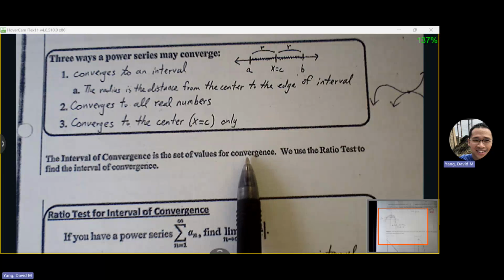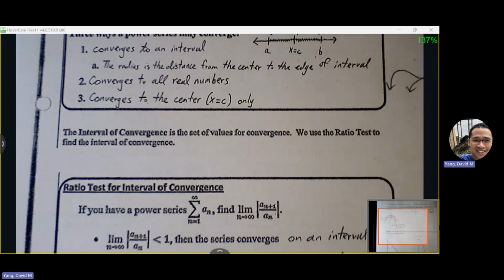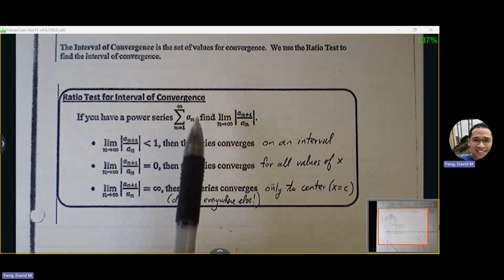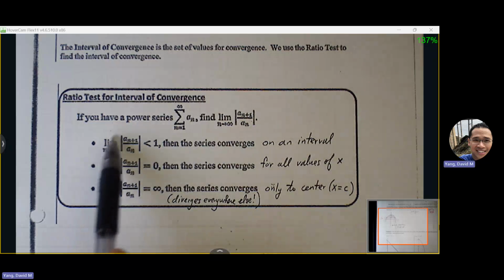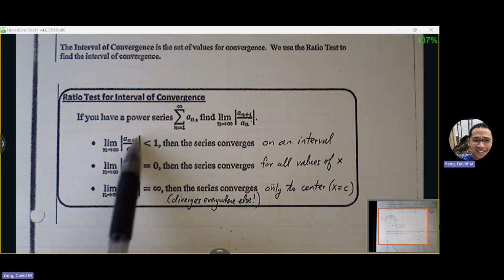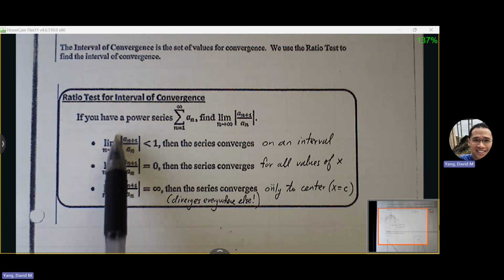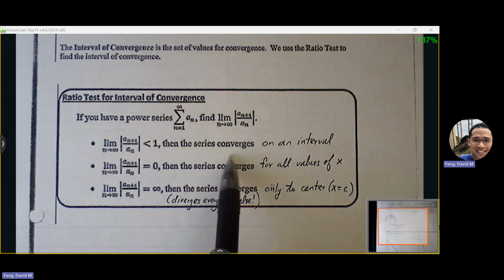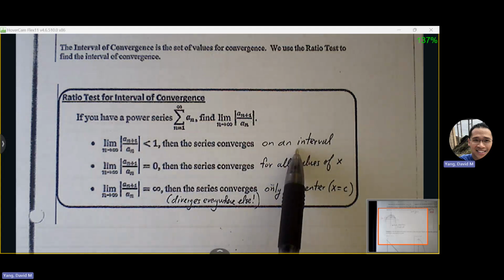So the interval of convergence is the set of values for convergence, where the values match exactly. We're going to use the ratio test to find the interval of convergence. Now, as we set up the conditions for the ratio test, we're going to be interpreting things a little differently, because I'm basically going to be solving for x here. So if the limit of a sub n plus 1 over a sub n is less than 1, then the series will converge for a specific interval.